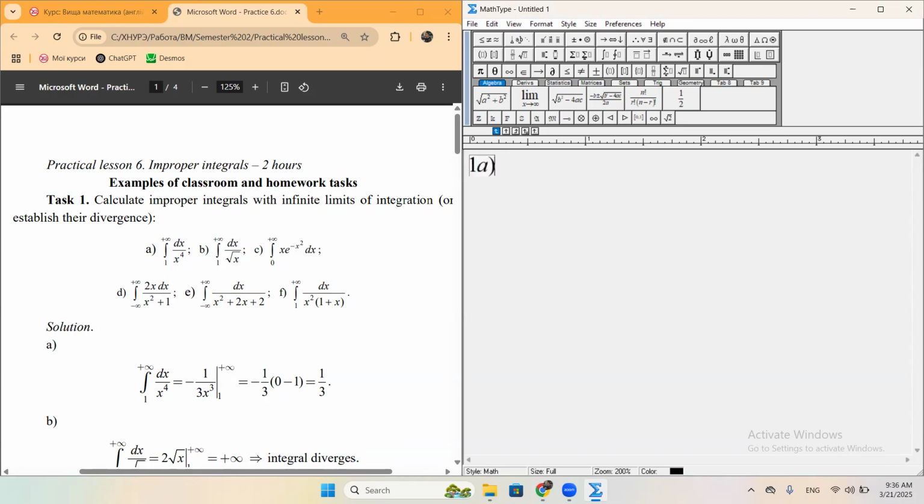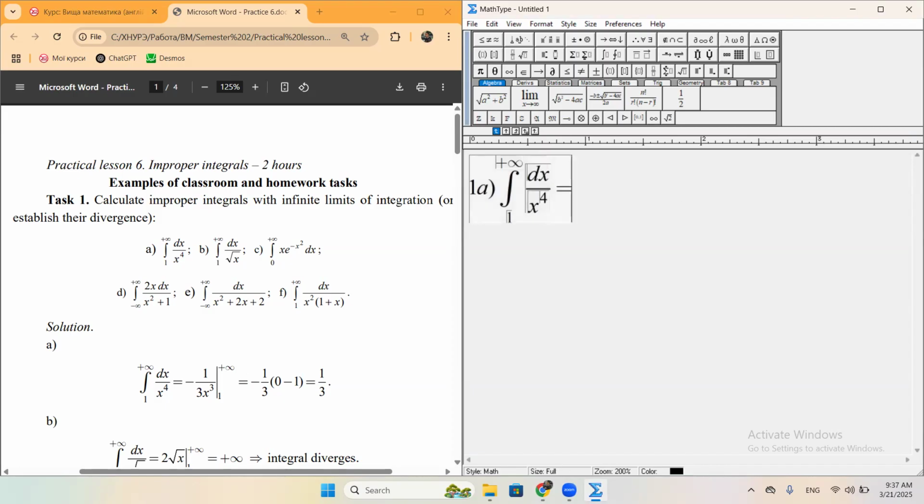Divergence means that the integral equals infinity. So let's start from the first example.